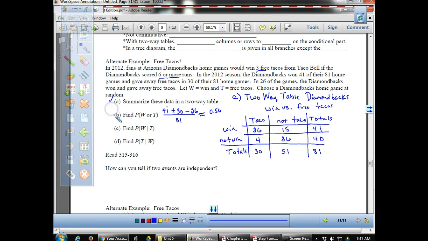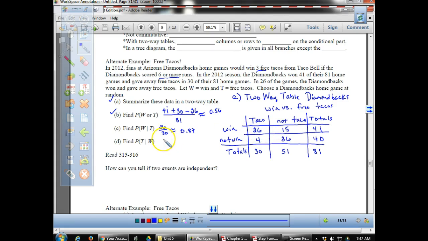Okay, what is the probability of winning given free tacos were given out? So I need to focus on the given, which is the taco column, and I want to know of those in the taco column how many won. So it's going to be 26 over 30, which is approximately 0.87. And then the probability of getting free tacos given that you won. So now I'm going to focus on the winning row.